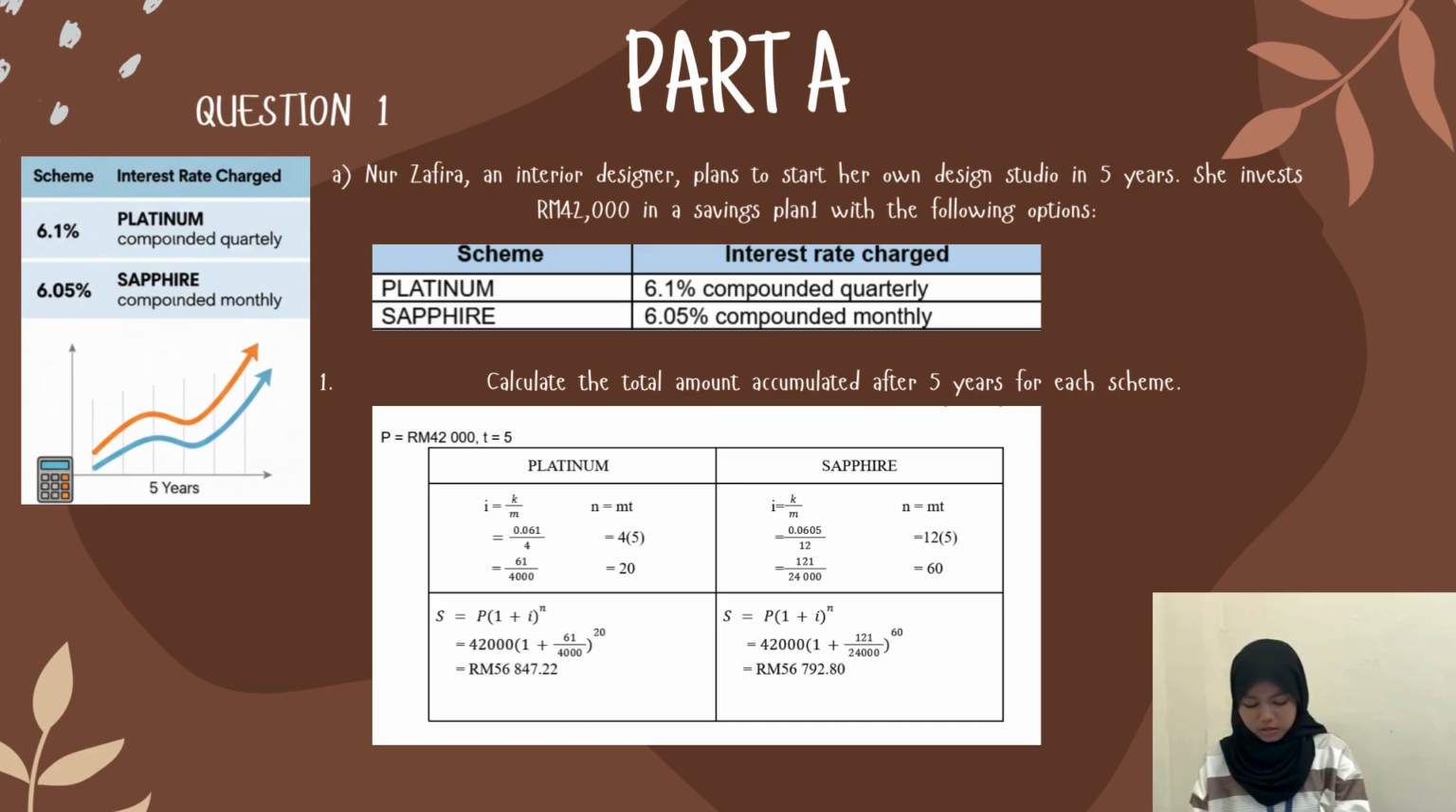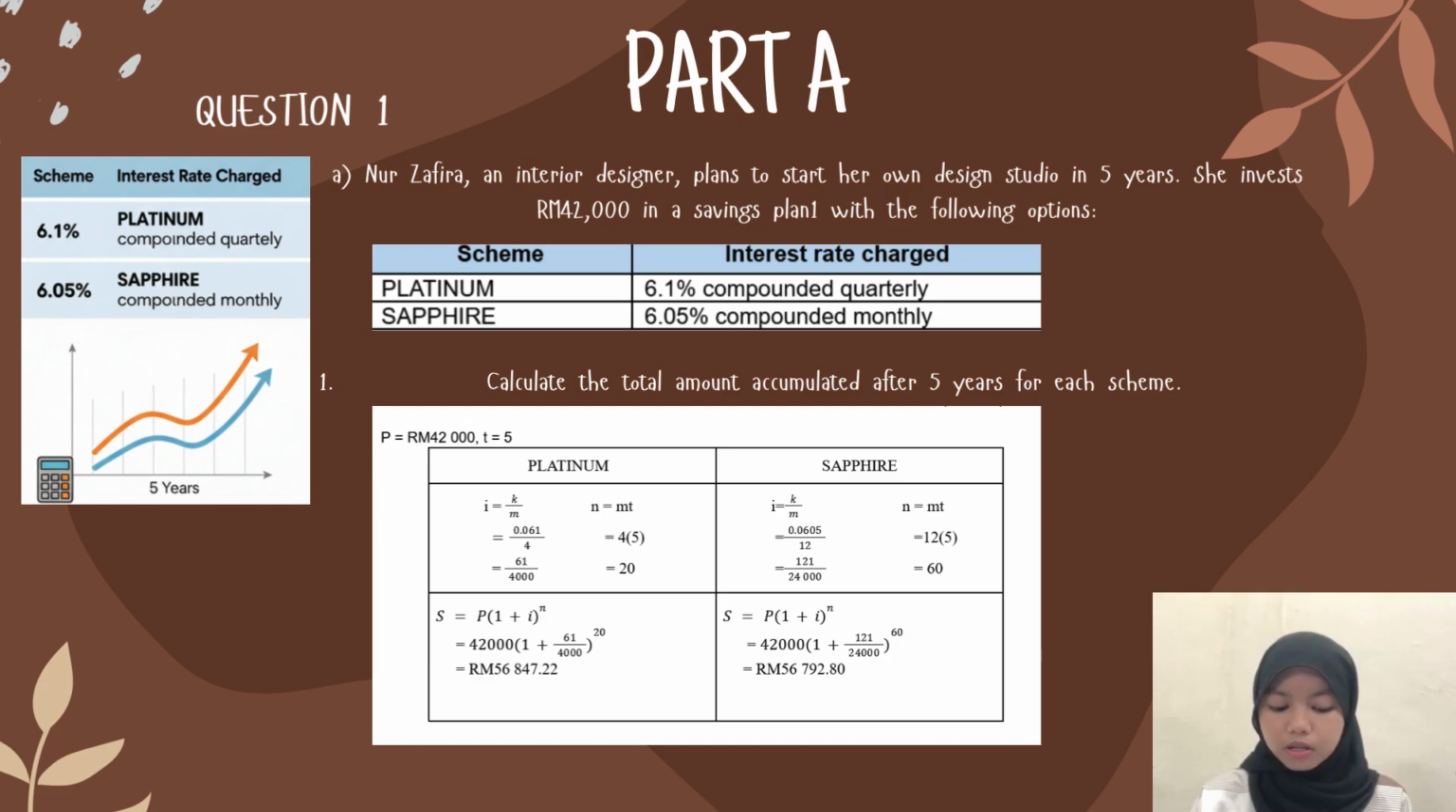First question, 1A. Nur Zafira, an interior designer, plans to start her own design studio in 5 years. She invests RM42,000 in a savings plan with the following options. A1. Calculate the total amount accumulated after 5 years for each scheme.